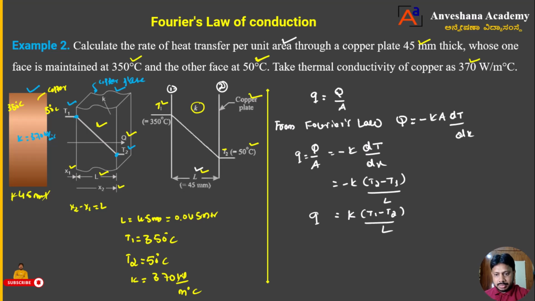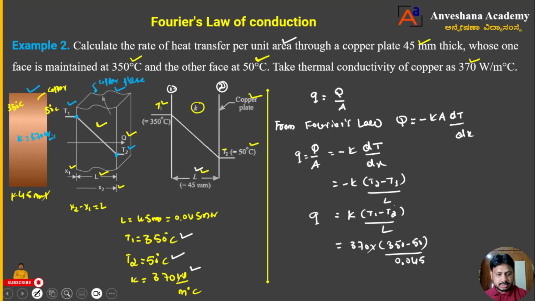Fine. Now I will substitute the values. What is K? K is already given, that is 370. The next, T1 he has given here as 350 degrees Celsius. Minus T2, he has given 50 degrees Celsius. Then divided by L. L is the thickness of the plate, that is 45 mm he has given, converted into meter is 0.045.